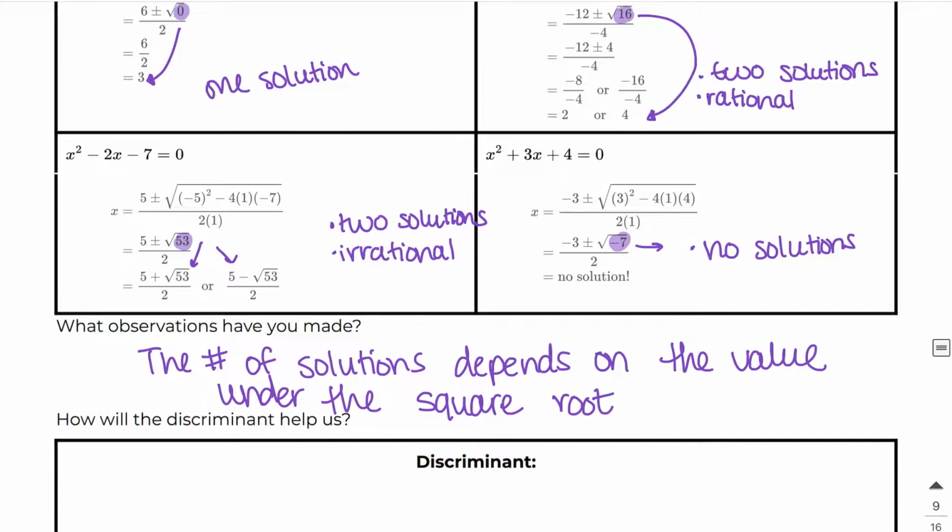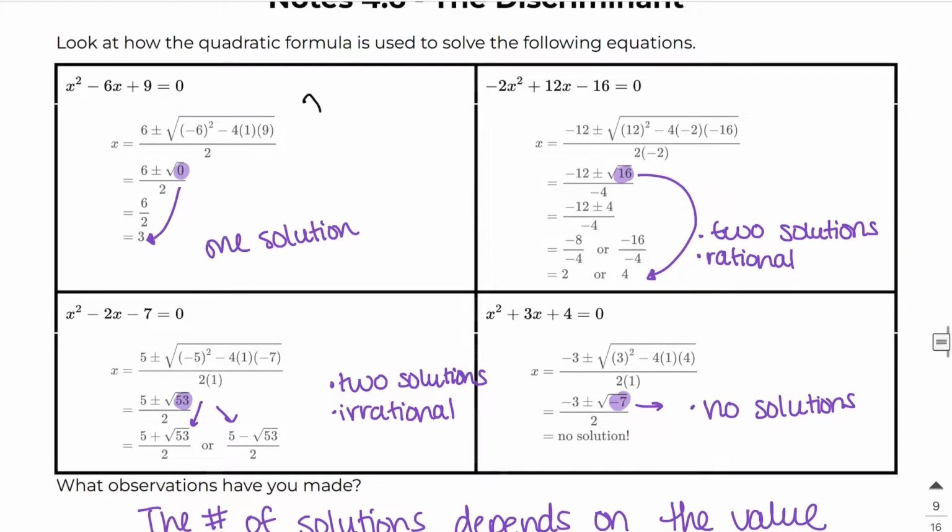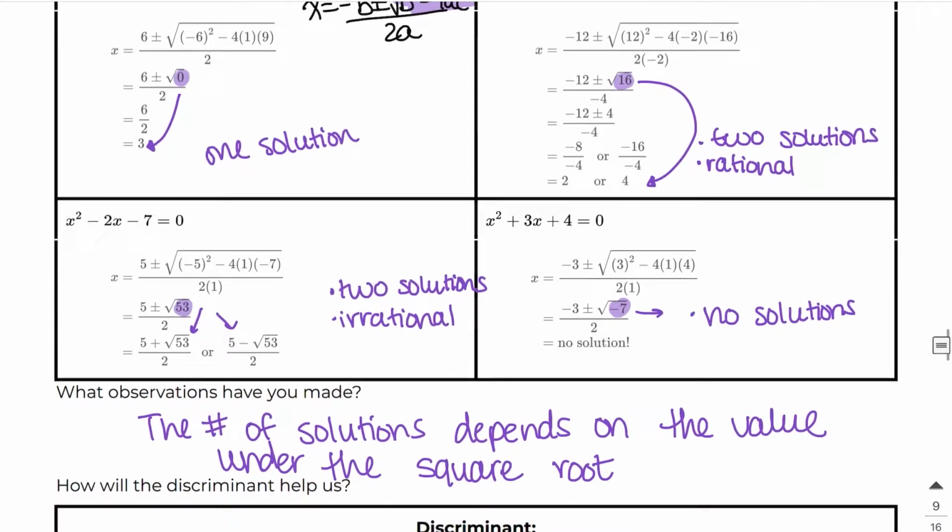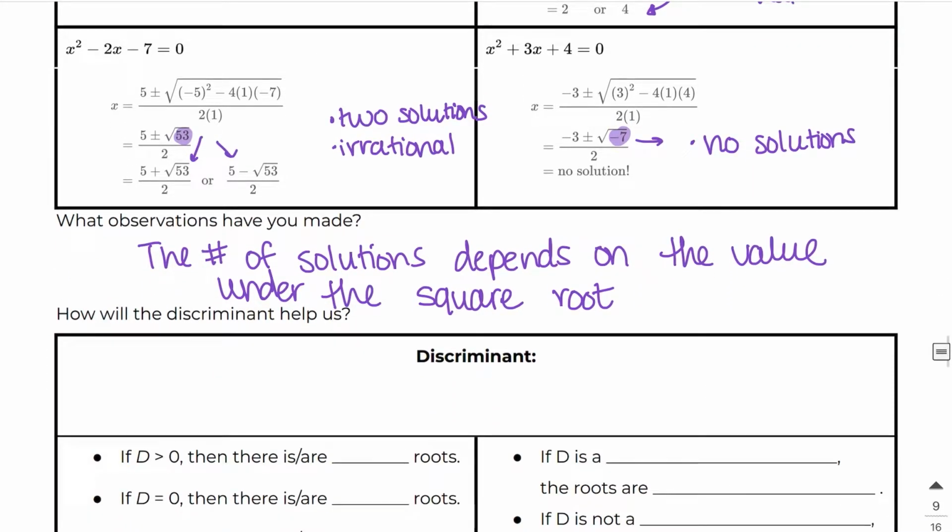So the discriminant, this all comes from the quadratic formula, right? Remember the quadratic formula is x equals negative b plus or minus the square root of b squared minus 4ac all over 2a. But the only thing that is underneath the square root is this b squared minus 4ac. So this is our discriminant. So our discriminant is equal to b squared minus 4ac. Just this part right here.